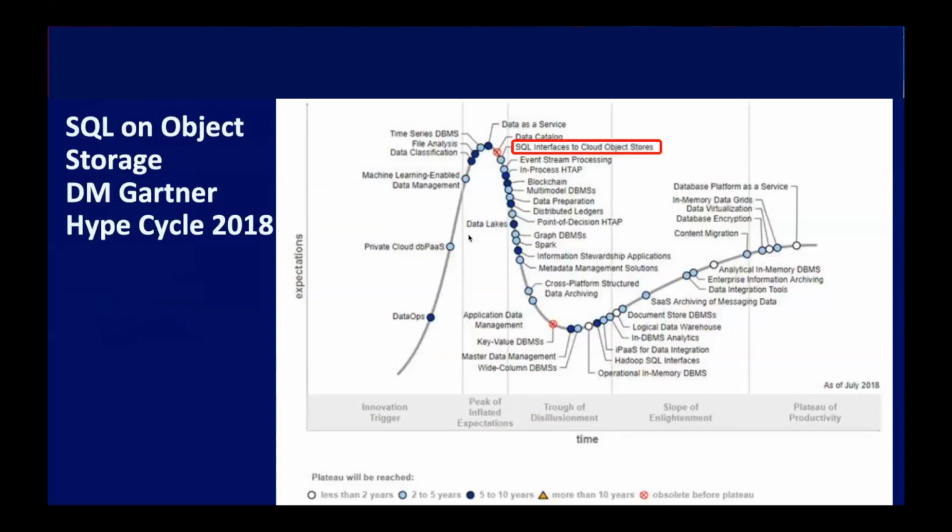Now, one evidence that you can see is if you look at what analysts are tracking, it's quite interesting to see that SQL on object storage is something that has been on the Gartner hype cycle for a while already. This is from last year, 2018, where it has already just passed the peak of inflated expectations, but it was on this chart already the year before. So this is really an important trend in the big data industry, and many vendors are investing and providing capabilities in this area.